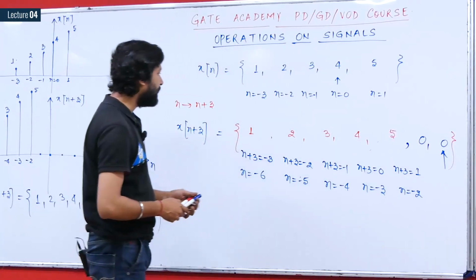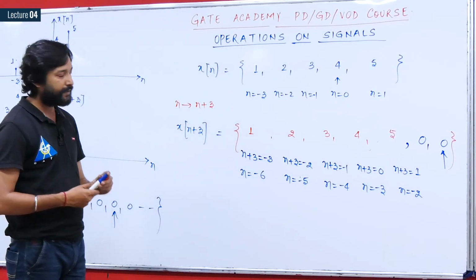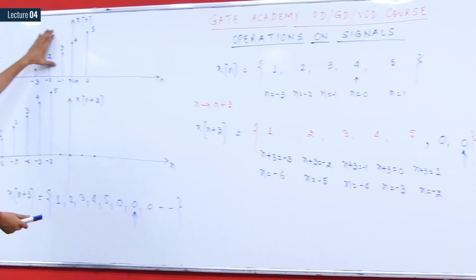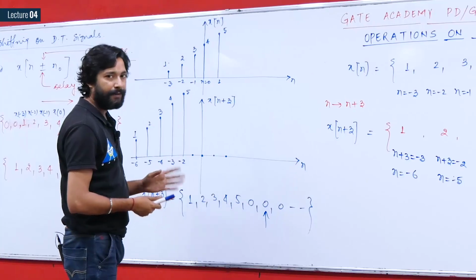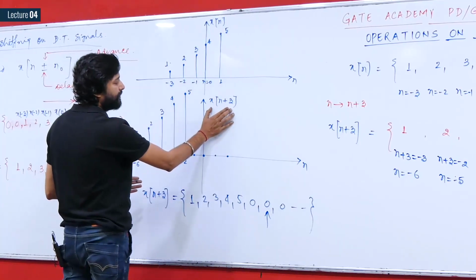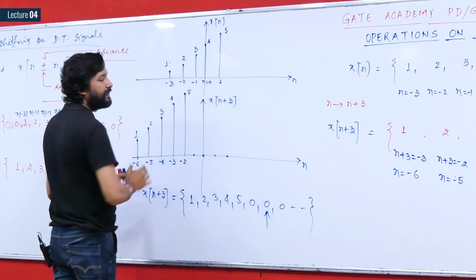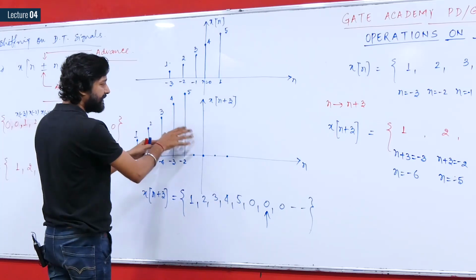So now you can see that we can have three methods. First, if the graphical representation of x of n is given to you, then you just move with this graphical method only. That is, if you have to find x of n plus 3, then slide this signal towards the left hand side by 3 units, and you have obtained this signal.